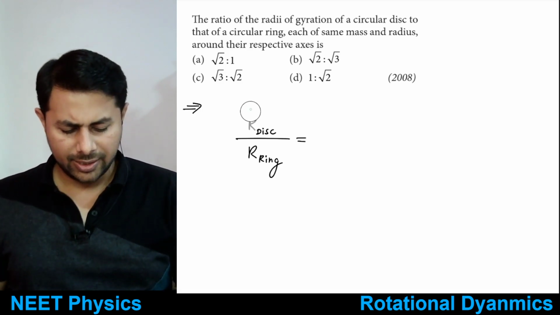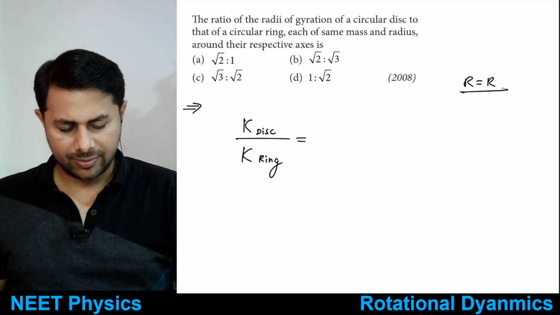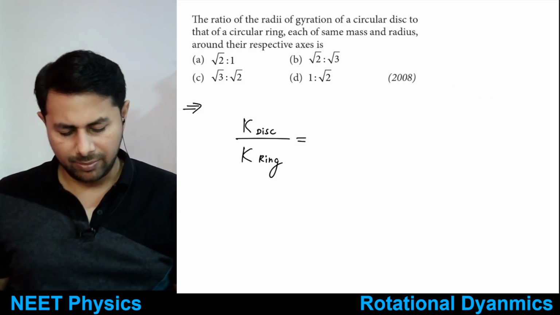Okay, not r, radius of gyration, no, so we denote it by k. And they have same mass, same radius. So tell me, what's the answer?